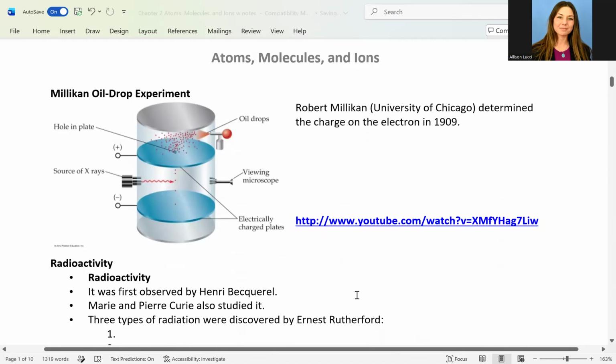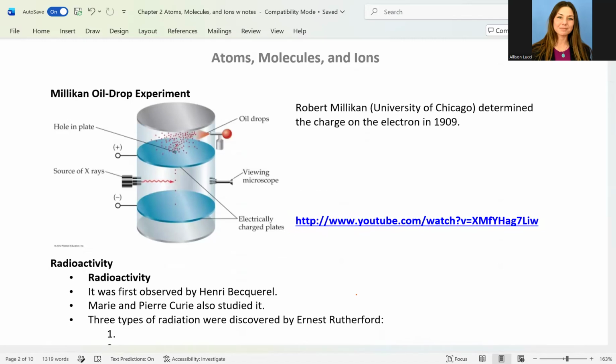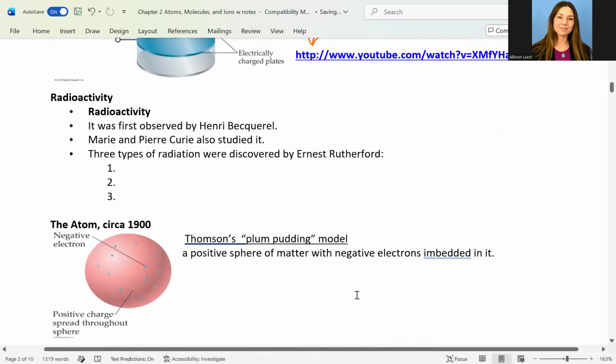Then we can see here this Millikan oil drop experiment. If you want to check out this video, it's explained a little more in detail, this process seen on the left here. But Robert Millikan determined the charge of an electron. So per electron, the charge is thought to be 1.6 times 10 to the negative 19th coulomb. So we won't really talk about this unit too much this semester, but this is the charge of a single electron.